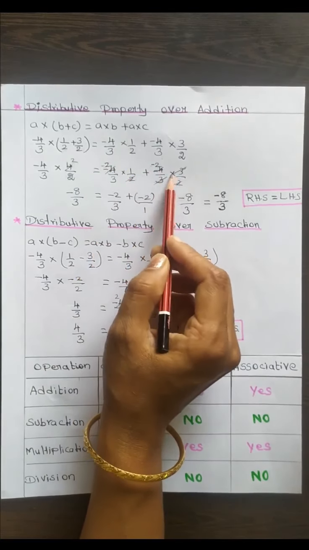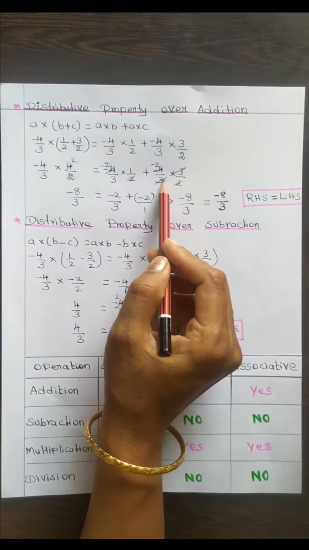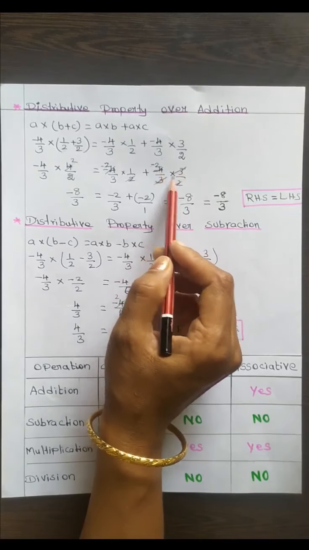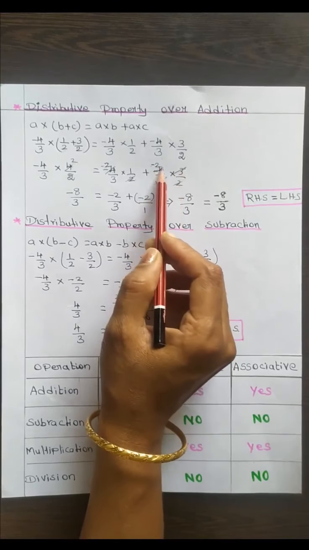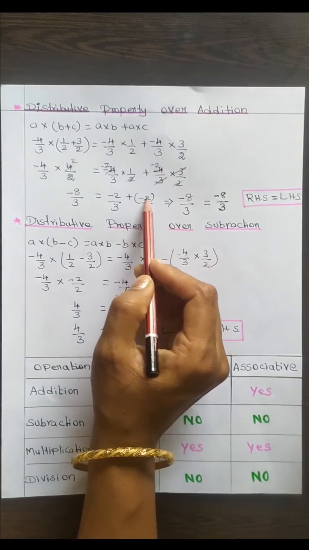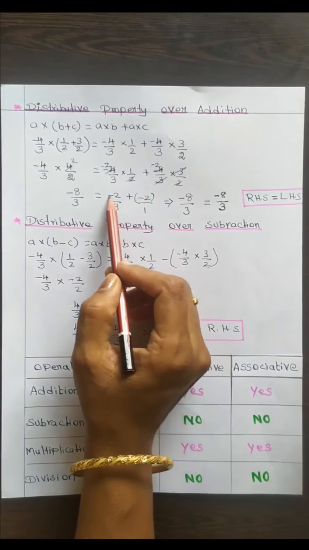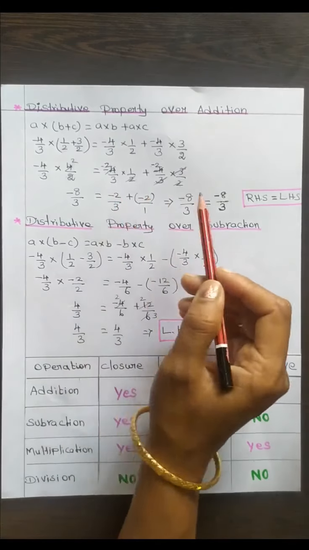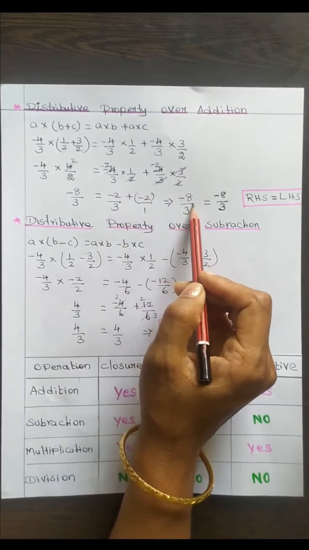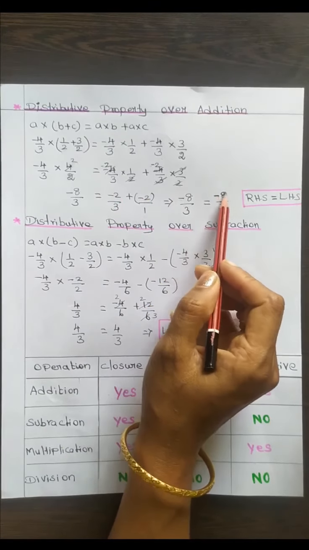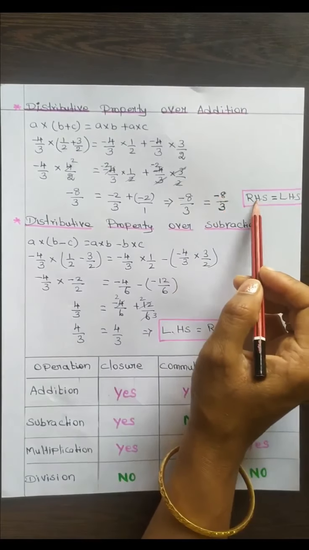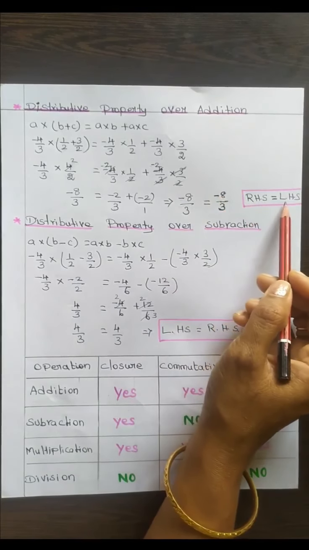Here 4 by 3 into 3 by 2. We can cancel this 3 into 3. This 4 by 2 is 2. Minus 2 minus 2, so we will get the answer minus 2 divided by 1. Here minus 2 divided by 3. At last we got the answer minus 8 by 3. Here also minus 8 by 3, which means left hand side equals right hand side.